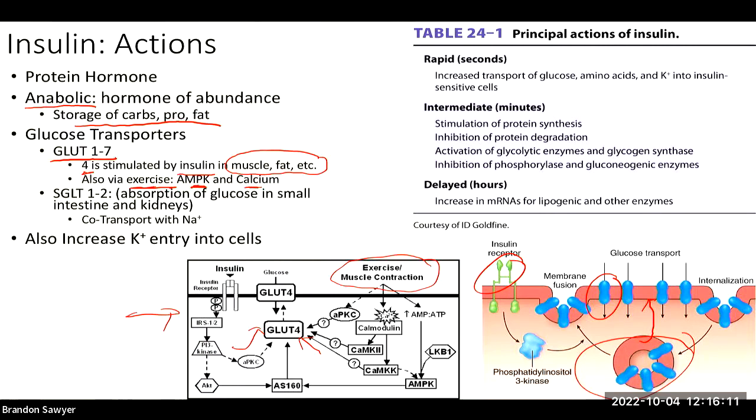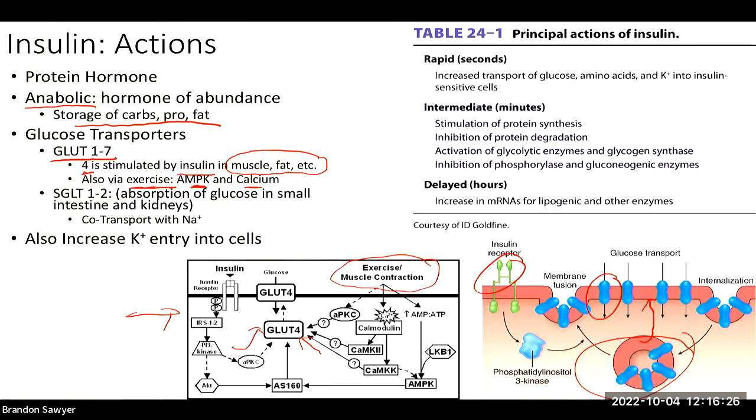So that stimulates GLUT4. And then also when we release all that calcium in our sarcoplasmic reticulum, it sets off a chain of events that leads to GLUT4 as well. So both those things are related to exercise, directly stimulate GLUT4 translocation.